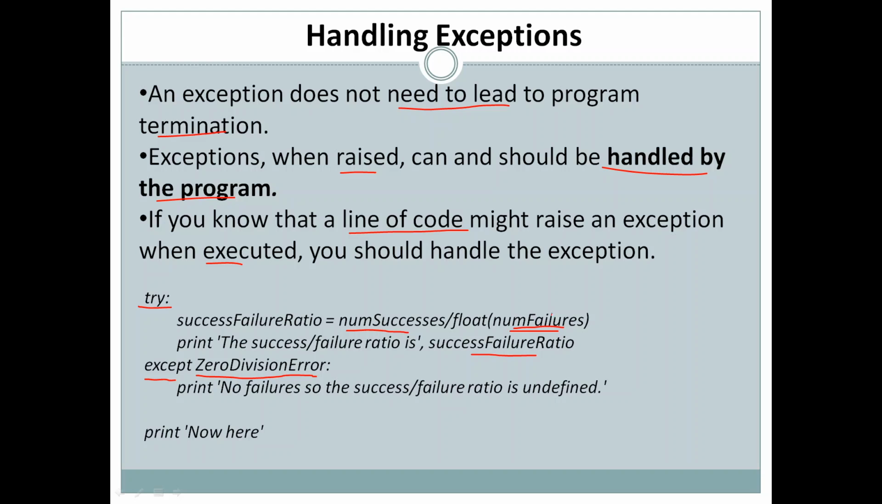Now if number of failures happens to be 0, then it will raise an exception, that is ZeroDivisionError, and from this particular point the control is transferred to the except block, and in the except block it will verify the exception which is raised with the exception which is handled. The exception which is raised is ZeroDivisionError, and the exception which is handled here is also ZeroDivisionError. So in that case it will execute: no failures, so the success failure ratio is undefined, and it will also go to the print statement that prints now here.